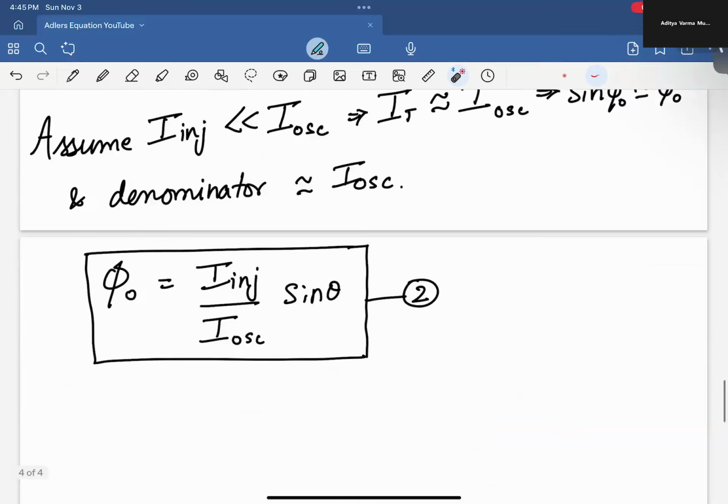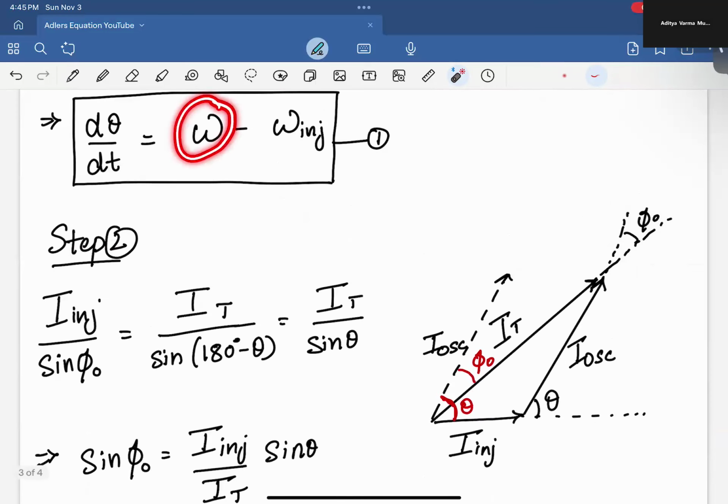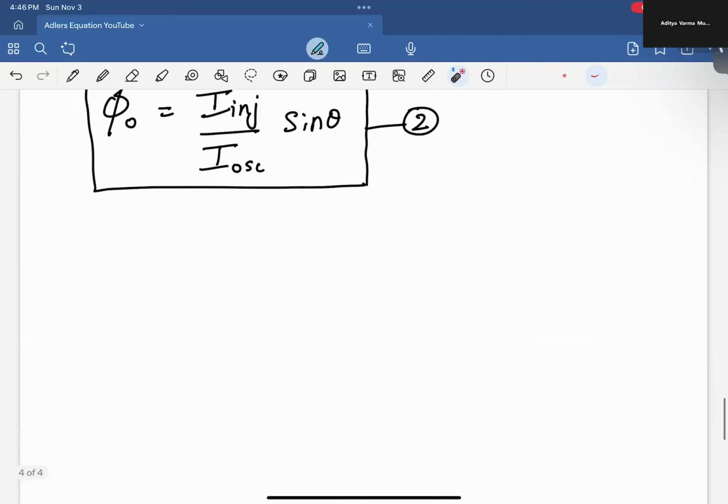So to bridge that gap, what we want to do is derive an expression between the frequency of oscillation, or the offset frequency from the free running frequency, and the phase shift phi naught between I oscillation and IT. And to do that, we realize that phi naught is also the tank phase, right? So we do know when you move away from the resonance of the tank, how phi naught changes with frequency. So that's what gives us the last piece of the puzzle. Okay, so let's do that.